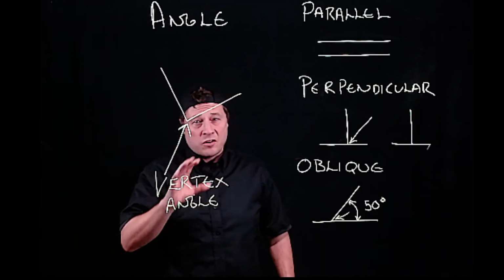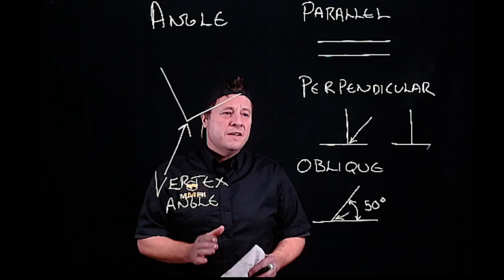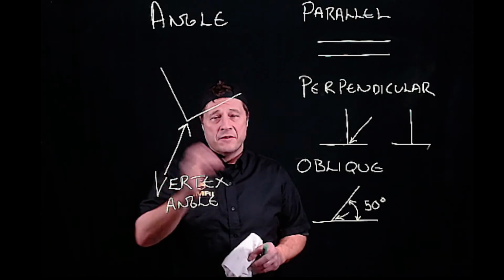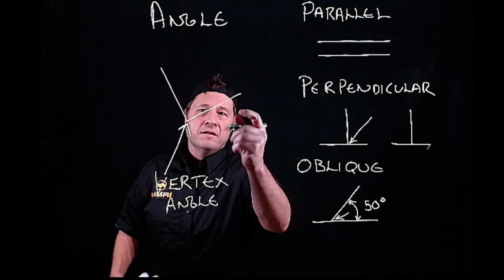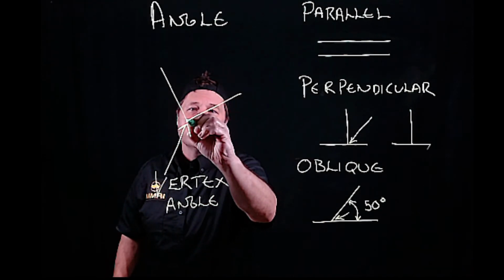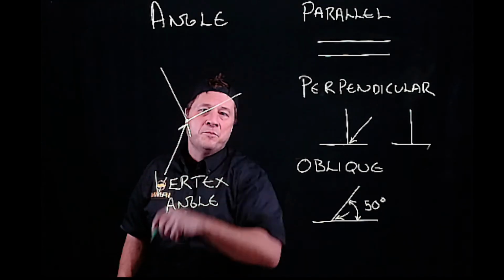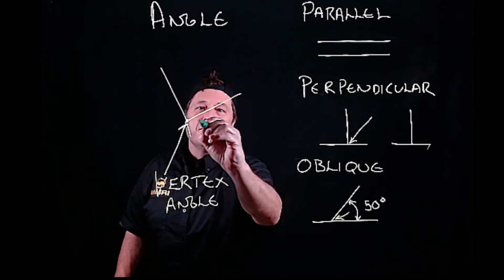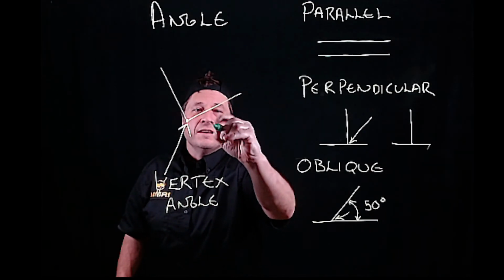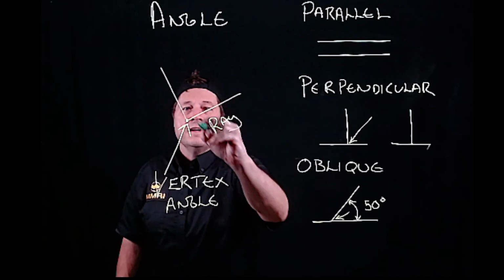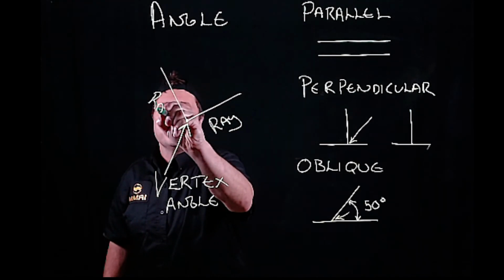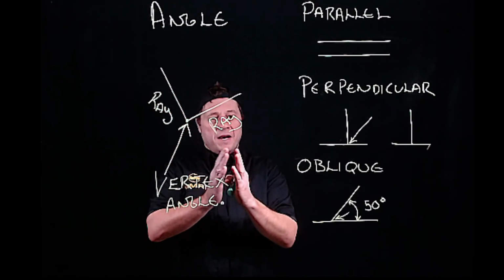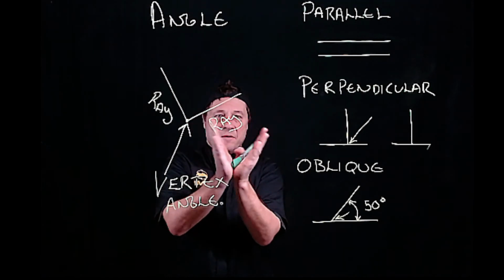The size of an angle is determined by the number of degrees that one side of the angle is rotated or one ray is away from another ray. These two lines here, we can refer to these as rays. There's this vertex angle. It starts at this point. This line ends at this point or starts at this point. So this line here is actually a ray, and this line is a ray. Those two lines are both rays. So the size of the angle is determined by how far away one ray is from the other.